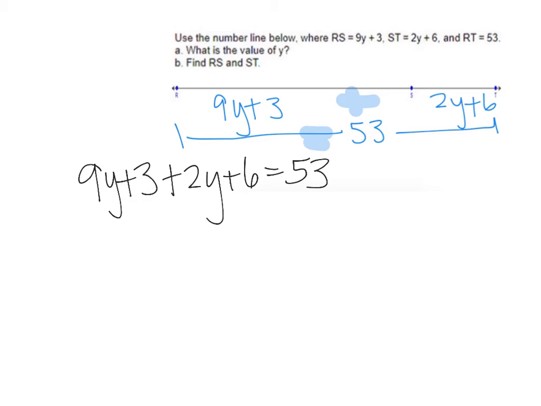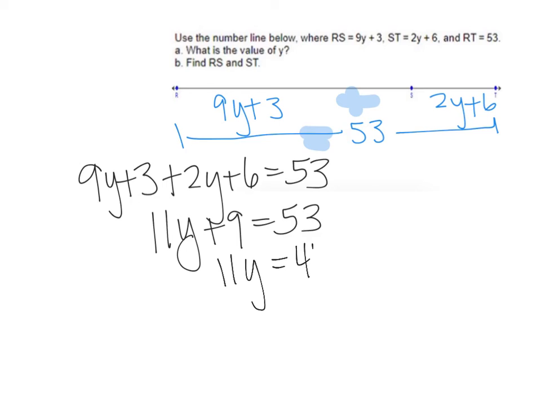Now I'm going to solve my equation. So I'm going to combine like terms. 9y and 2y make 11y. 3 plus 6 equals 9, and that's equal to 53. I'm going to subtract 9 from both sides, and that's going to give me that 11y is equal to 44. So y is equal to 4. Now the first question says, what is the value of y? So my value of y is 4.